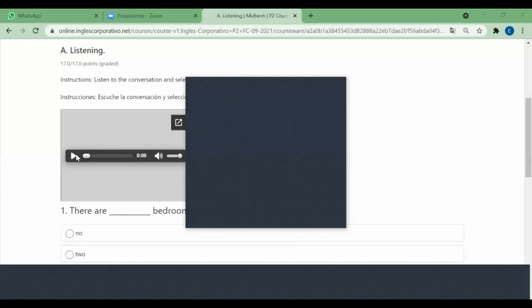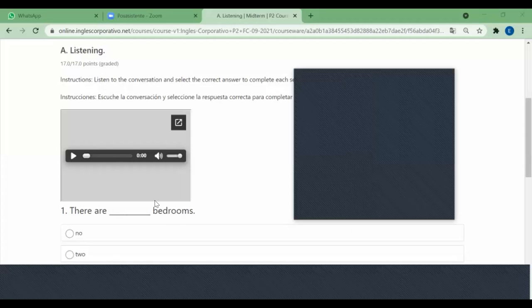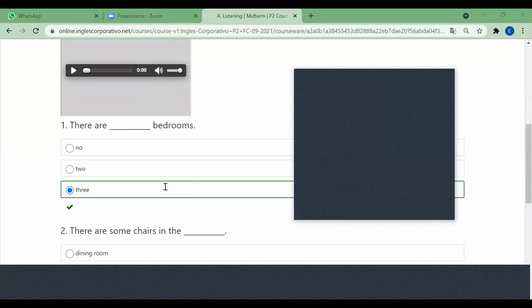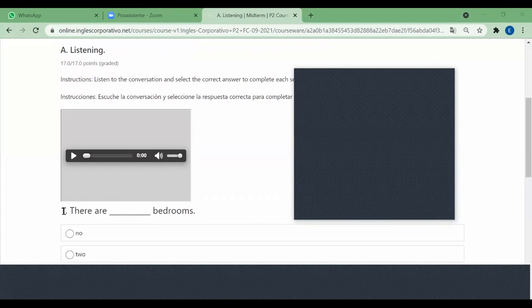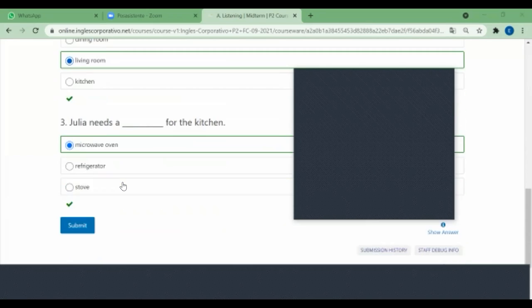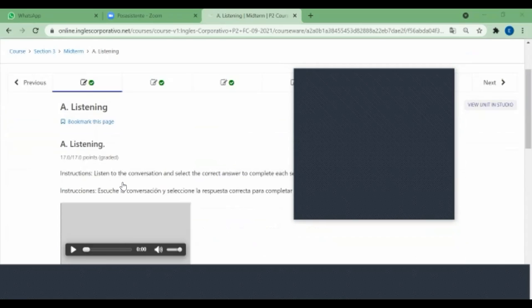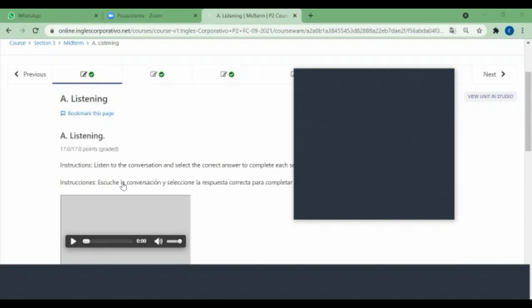So let's see. In this part, she said that there are 3 bedrooms and there are 2 bathrooms. And she needs some furniture. Necesita algunos muebles, some furniture. So let's see, ¿qué hay en la sala? ¿Qué tiene en la sala? ¿Un sofa o chairs? Chairs, right? Some chairs. And then the other question is, Julia needs. She needs, what does she need for the kitchen? ¿Qué necesita para la cocina?